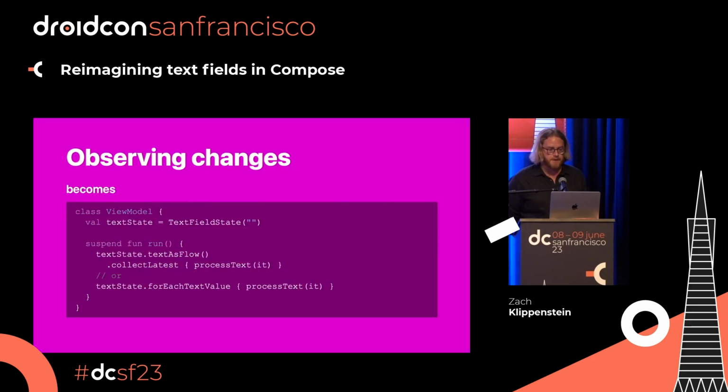This is just as easy with the new API. You actually have two options. You can get the text value as a flow from the text state object, and then do whatever you want with that. Or, if you're just immediately calling collect latest, we give you a helper called, well, right now it's called for each text value. That name is still being settled on. And that's just another suspend function, and you can do whatever you want inside of it.